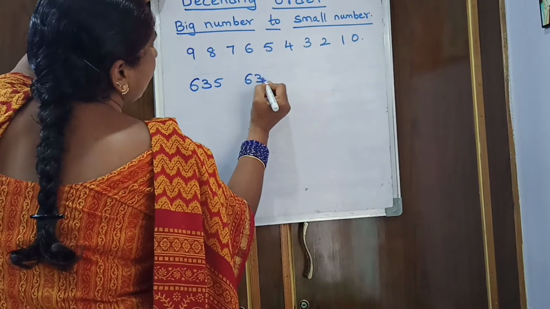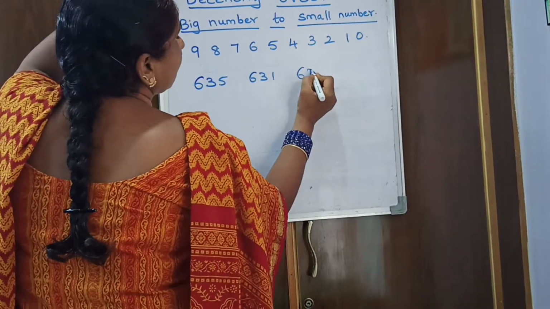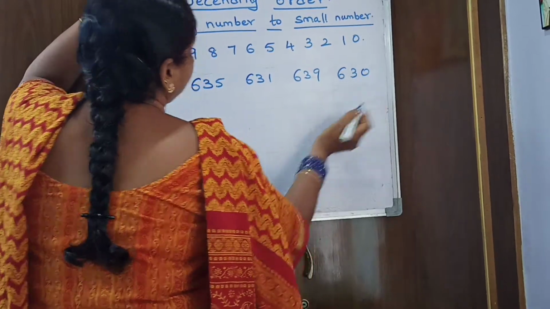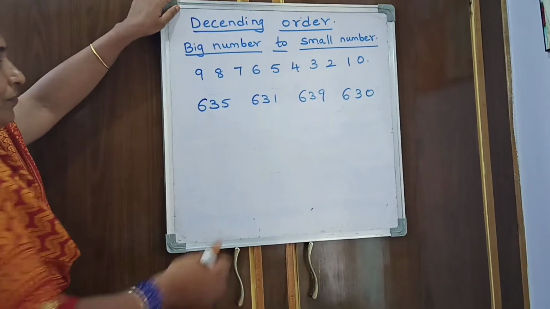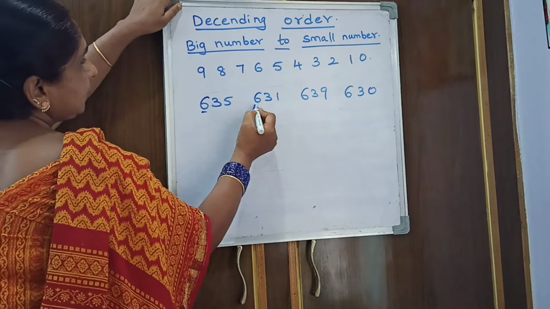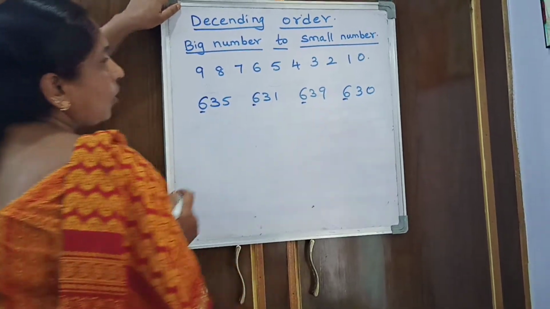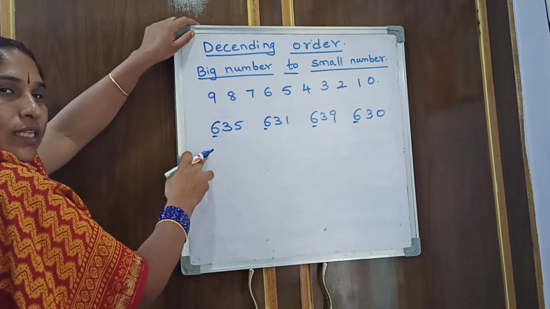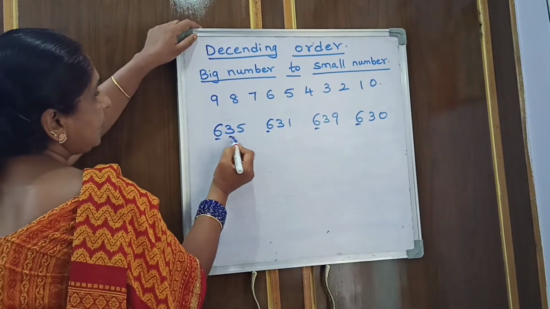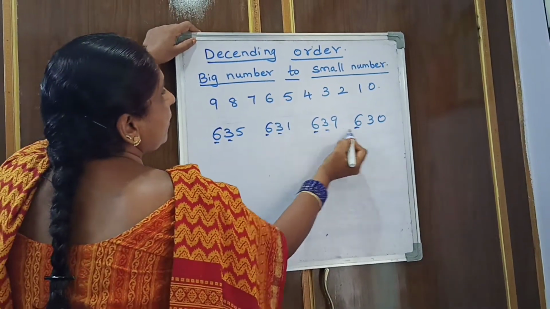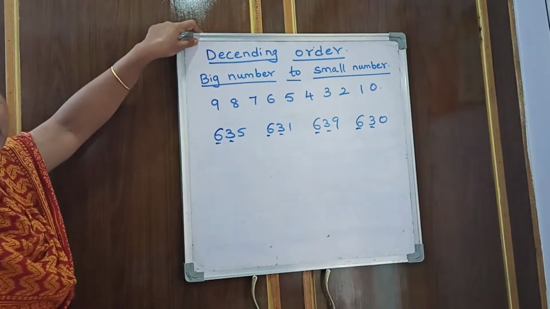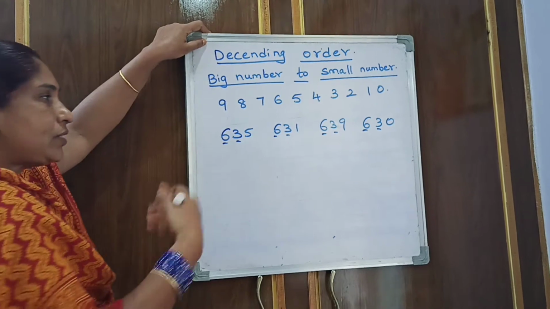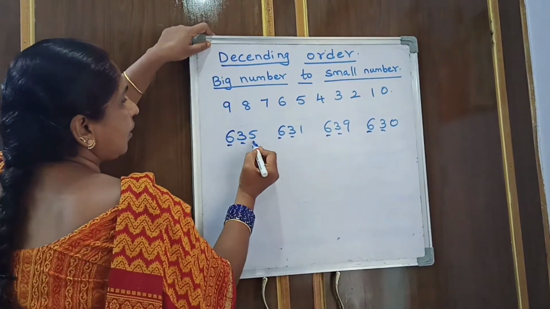635, 631, 639, 630. Now see here. 6, 6, 6, 6. All the first numbers are same. If the first numbers are same, see the second number. 3, 3, 3, 3. Again, all the second numbers are also same. When the second number is also same, see the next number, third number.